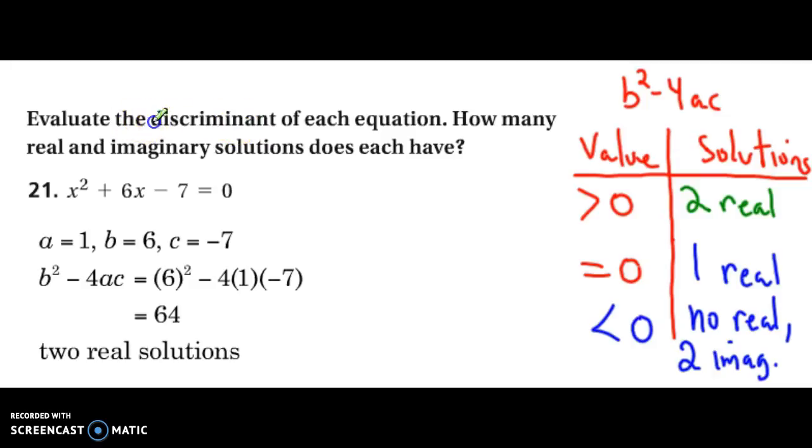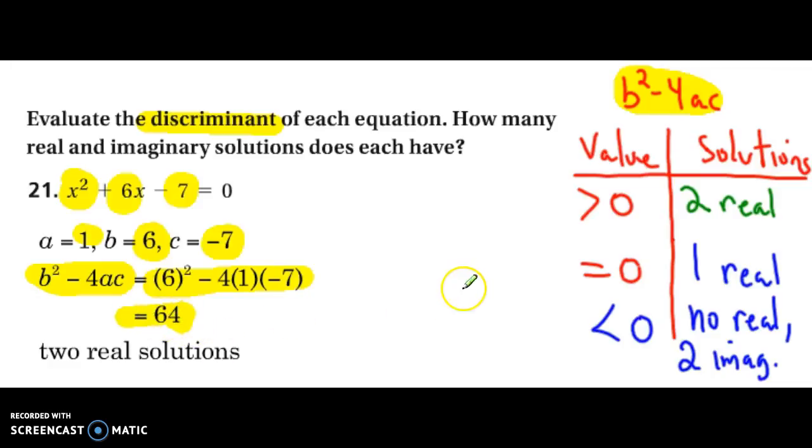In problem 21, I want to evaluate the discriminant. And from the quadratic formula, b squared minus 4ac is the discriminant, because we take the axis of symmetry plus or minus the square root of the discriminant. So I have a is 1, b is 6, c is negative 7. I am going to plug in b squared minus 4ac. I get 64. That means I'm going to take the axis of symmetry plus or minus the square root of 64. I get 2 real numbers.